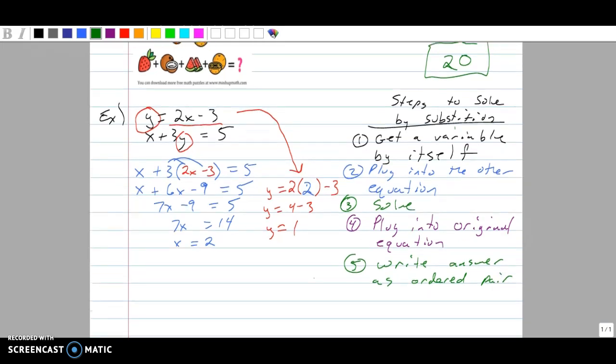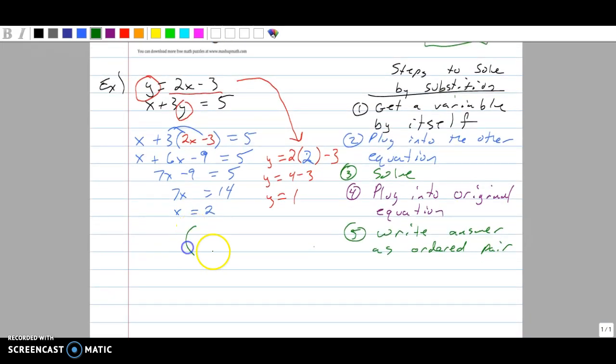Write the answer as an ordered pair. So that means our final answer here is going to be the 2. Remember, it goes x, y, so it's going to be 2, comma 1.